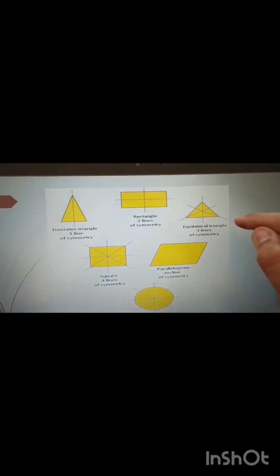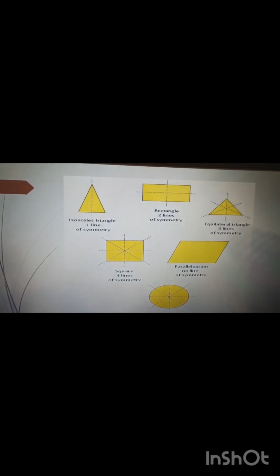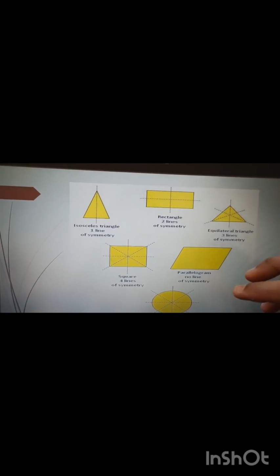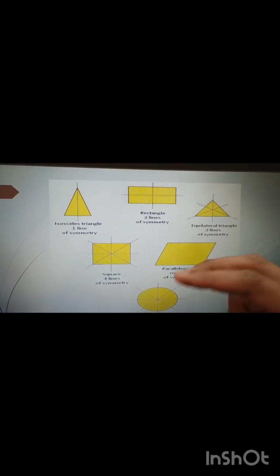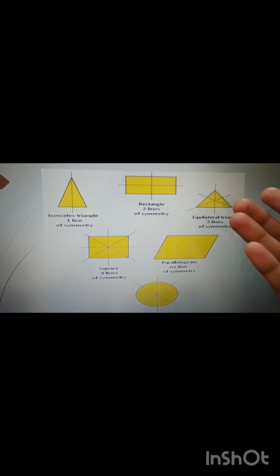In an equilateral triangle, I can get three lines of symmetry. When I fold it, it will look exactly the same, and when you rotate it, flip it, or move it, it will give you the same figure. So we can make three lines in an equilateral triangle. We can make four lines of symmetry in a square.